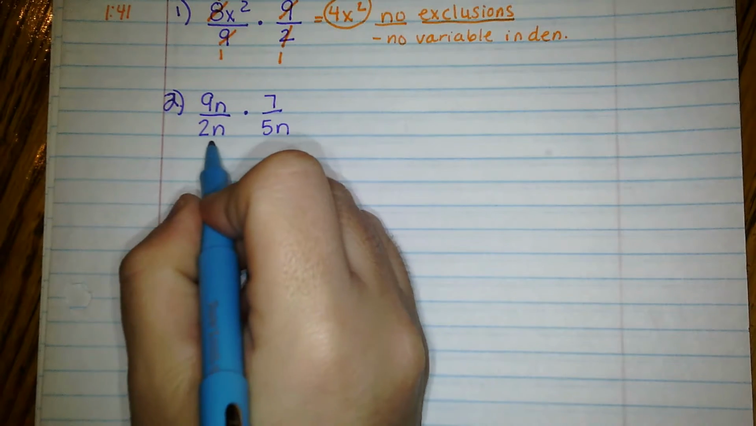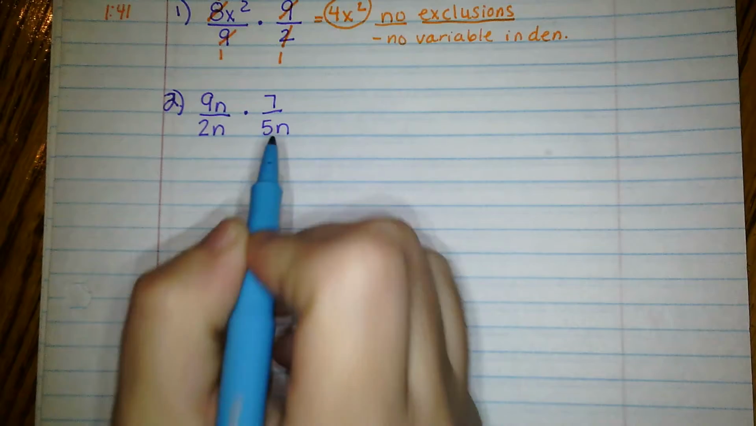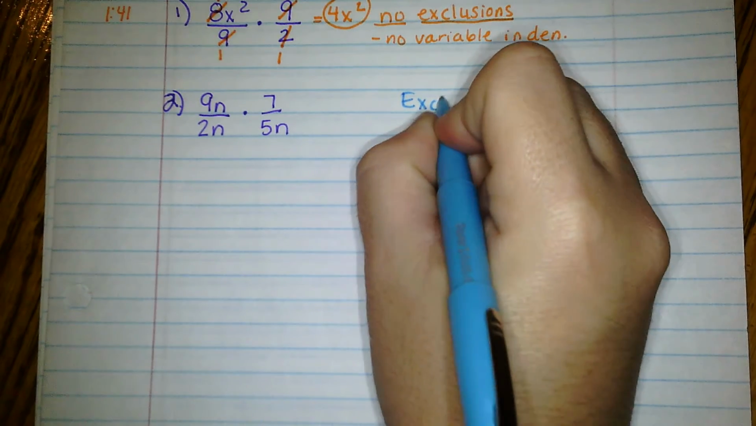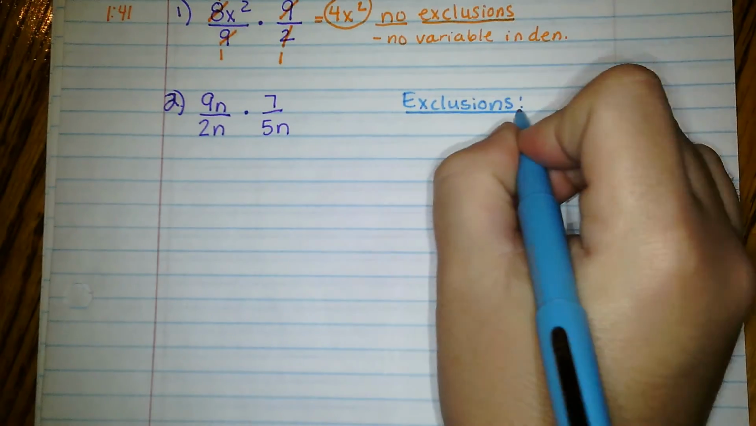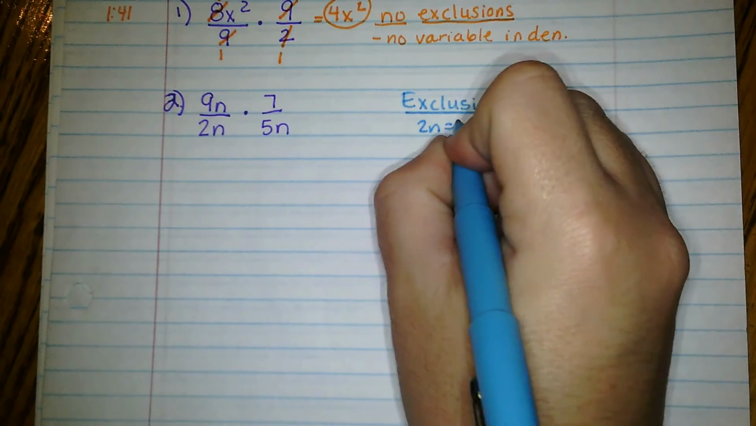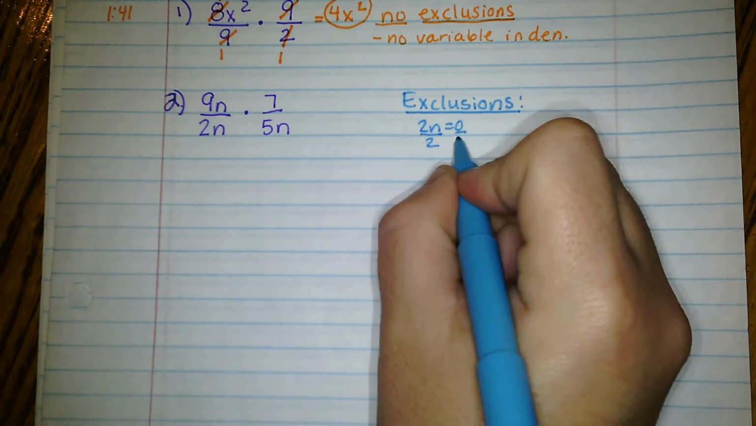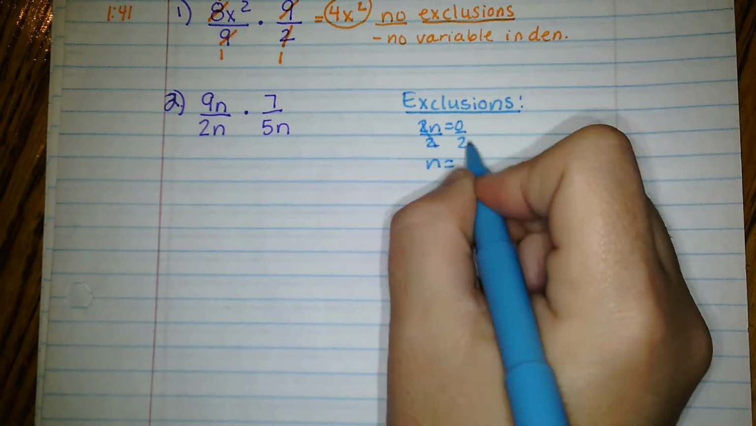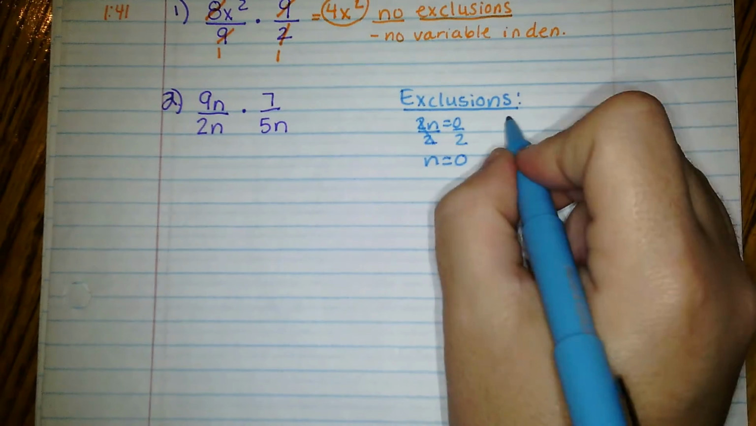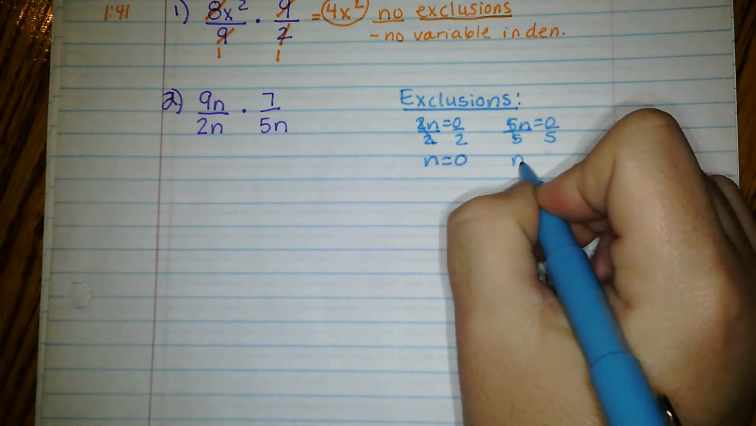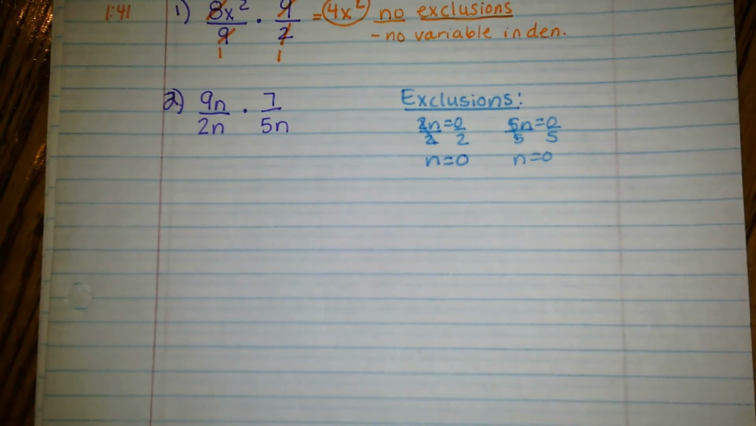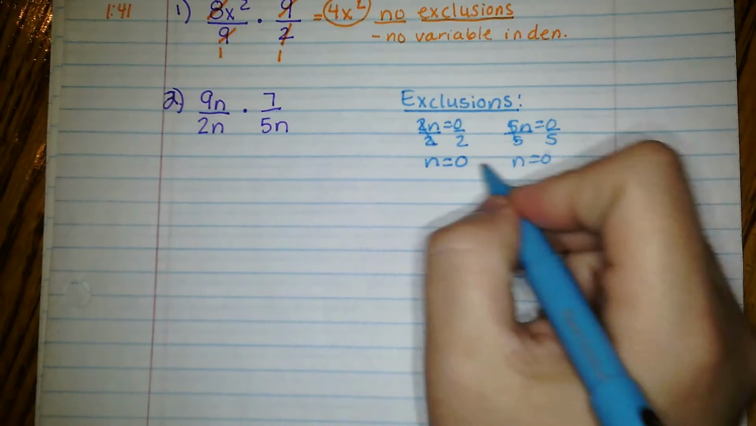All right, here's our other starting small question, and this one has exclusions. We notice that the denominators have variables in them. So to find our exclusions, we are going to set the denominators equal to 0. In this case, we have 2n equals 0. So we would divide by 2 to get n by itself, and 0 divided by 2 is 0. In this case, 5n equals 0. So if you divide by 5 in both cases, you get n is 0. So our exclusions for number 2 are just n can't be 0.